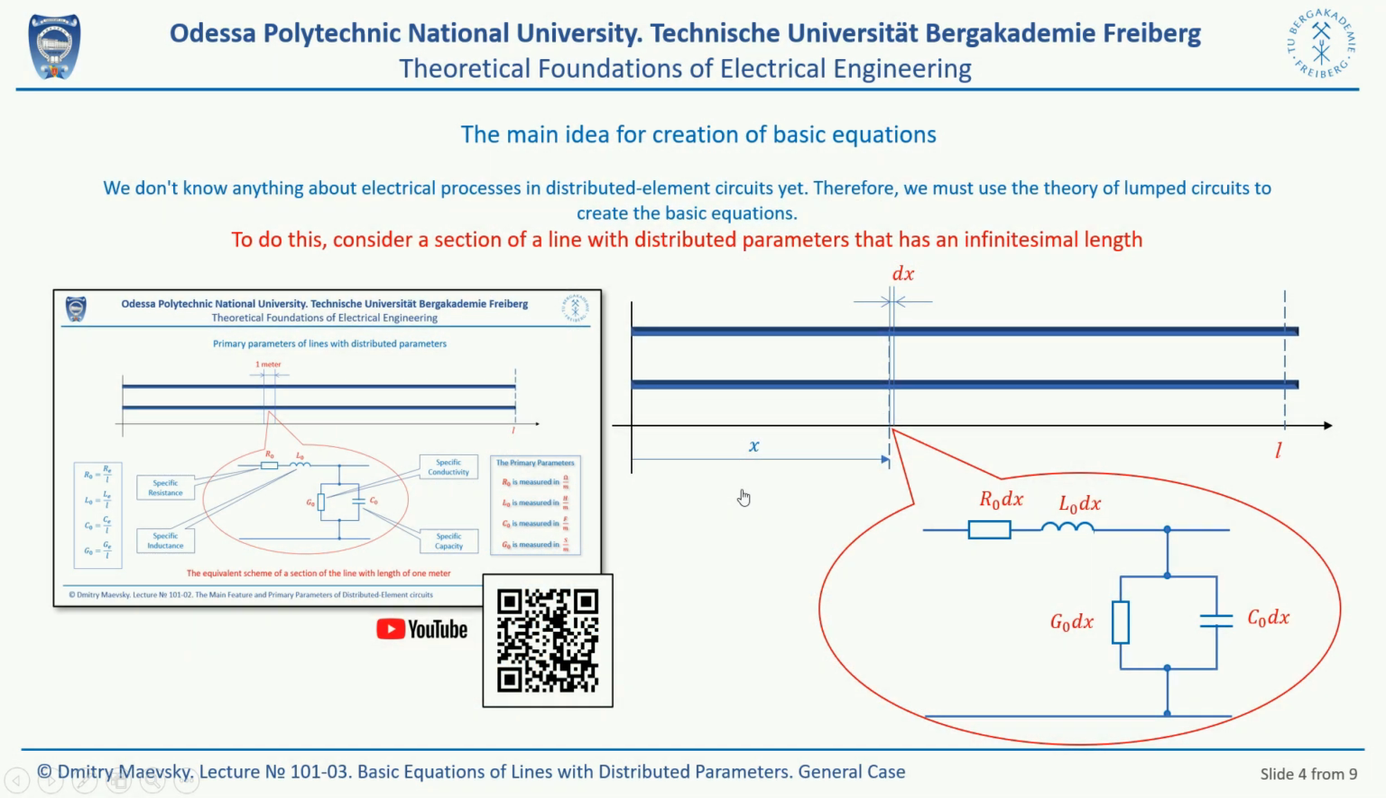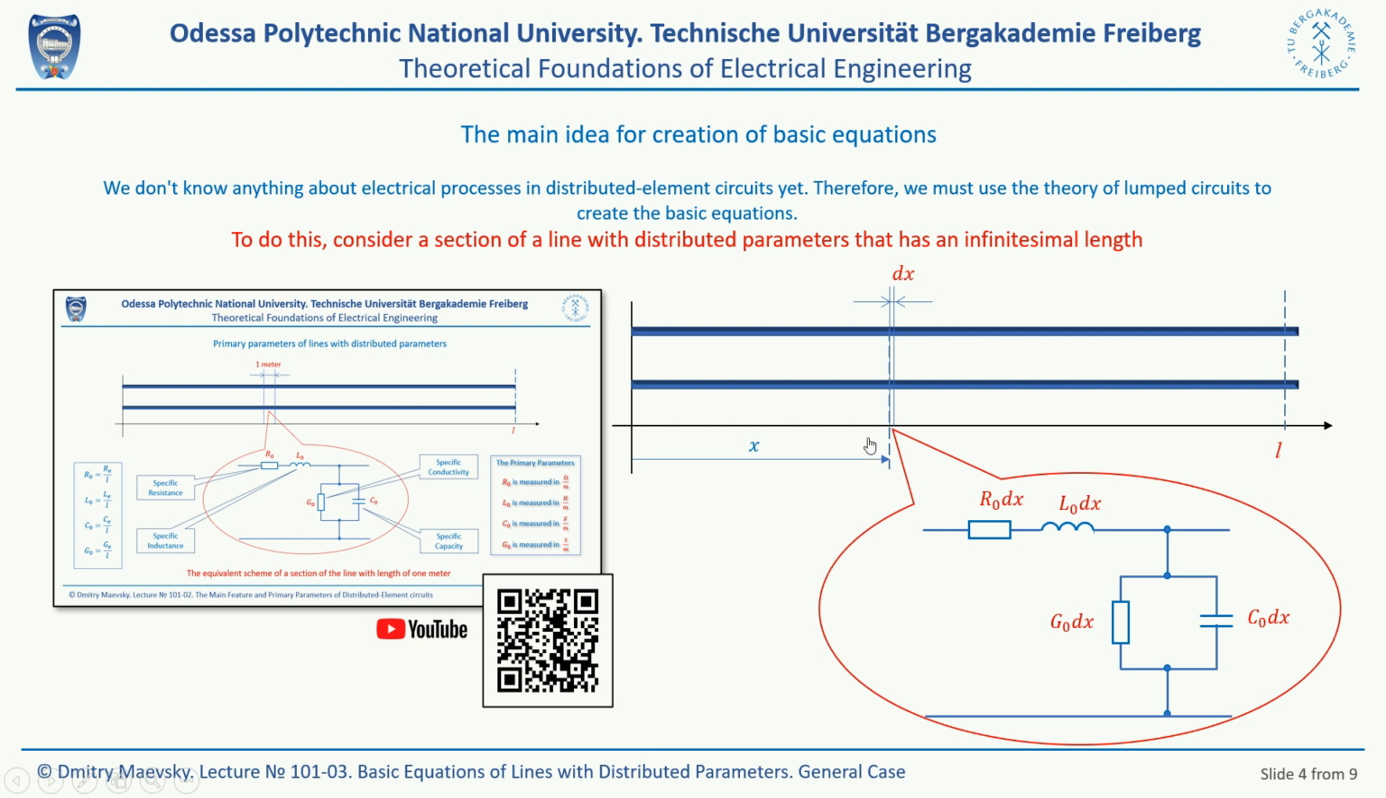To construct the basic equations, we can only use the theory of lumped circuits, just because we don't know anything other than that. Therefore, we consider a section of a line with distributed parameters which has an infinitesimal length. Let's say that this section is located at a distance x from the beginning of the line. As you remember, in the previous lecture we talked about the fact that a section of a unit length of a line is characterized by primary parameters: linear resistance, inductance, capacitance, and conductivity.